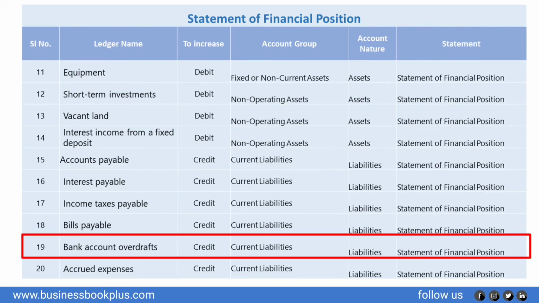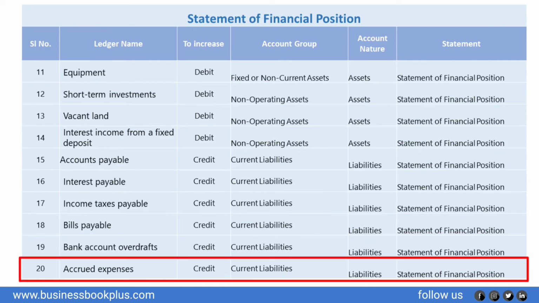Bank account overdrafts. Increase with credit. Comes under current liabilities account group. Nature is liabilities and affects the statement of financial position. Accrued expenses. Increases when credited. Account group current liabilities. Account nature liabilities. Affects the statement of financial position.